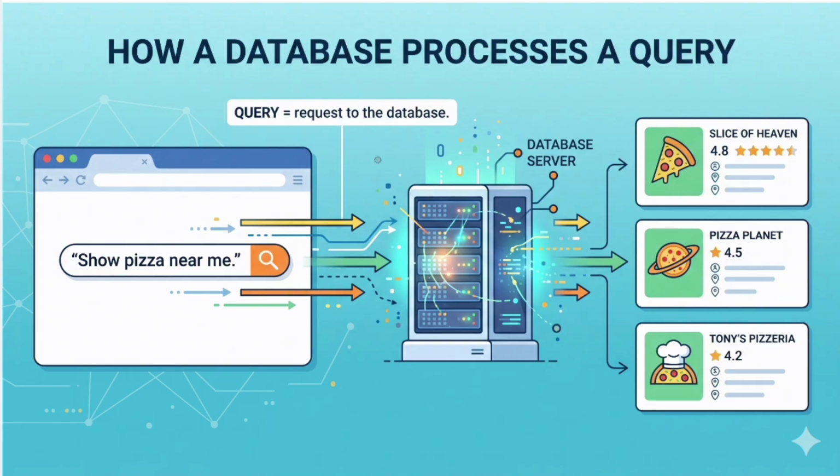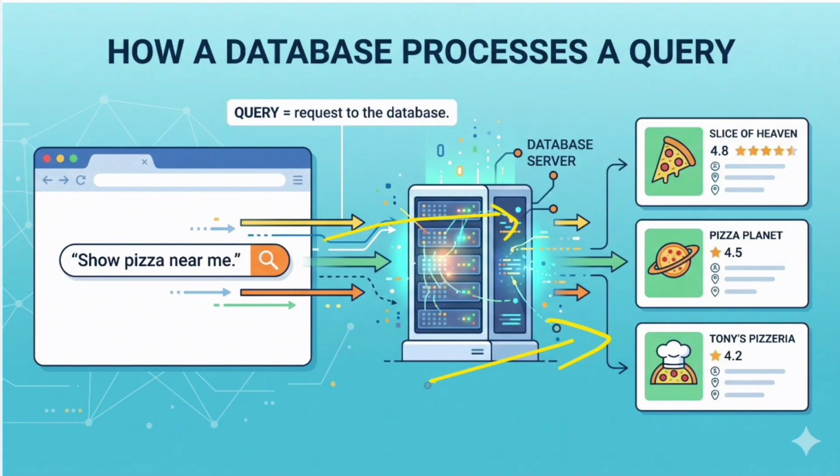Now let's understand queries. A query is a request sent to the database. As you can see here, it's like asking the database a question. Show pizza near me. The user searches this particular phrase. The app sends this request to the database. The database checks the restaurants and menu information. Then it returns the matching pizza restaurants or menu items. This happens very fast in the background.